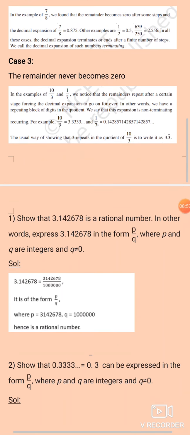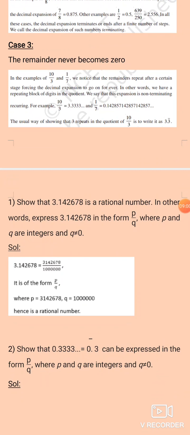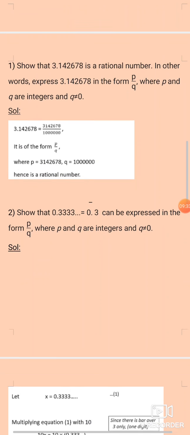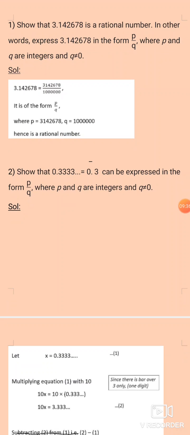Now listen, the next type of questions. Show that 0.333 etc., which is equal to 0.3 bar, with the bar on top of the 3, can be expressed in the form P by Q, where P and Q are integers and Q not equal to 0. Listen carefully, students. This one is a non-terminating repeating rational. We need to express it in the form P by Q because it is also a rational number. So the method is, first, we take x is equal to 0.333 etc.